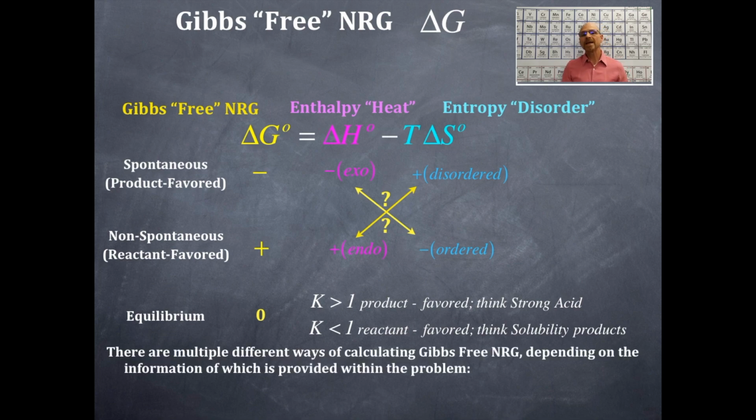So there are many different ways in which we can write this delta G Gibbs free energy and calculate the numeric value of it. It's dependent on the information we're given.